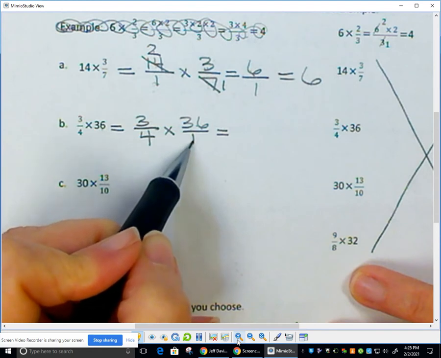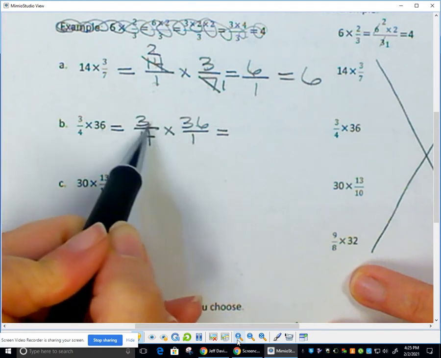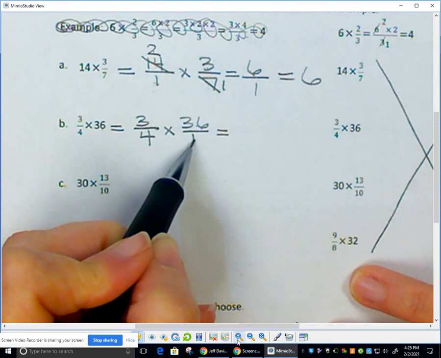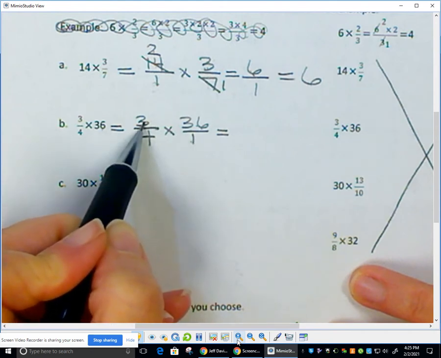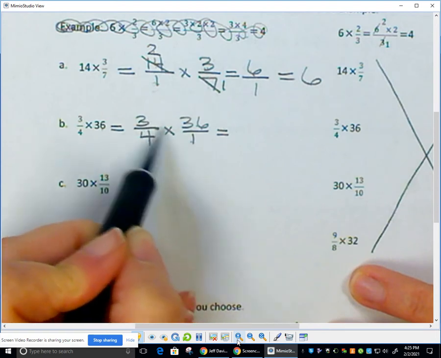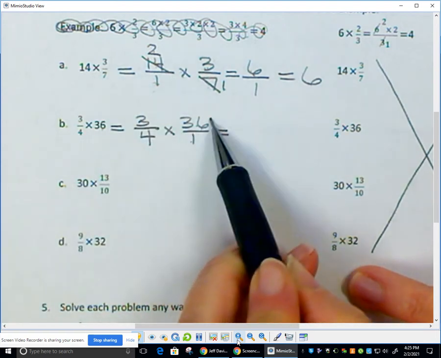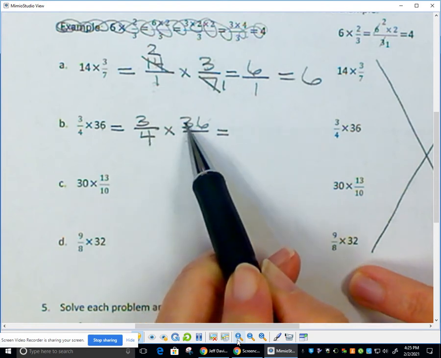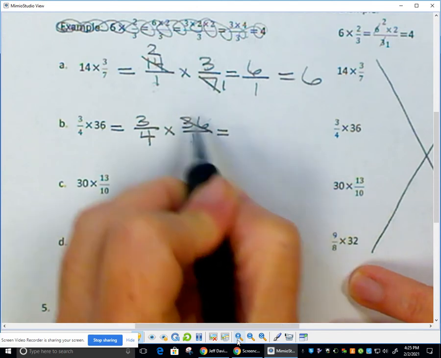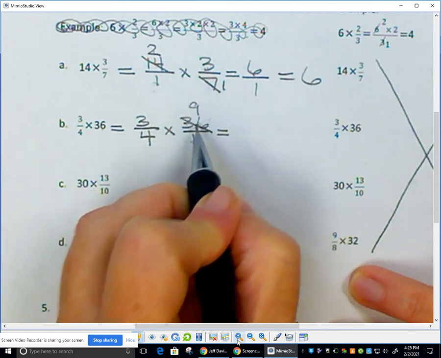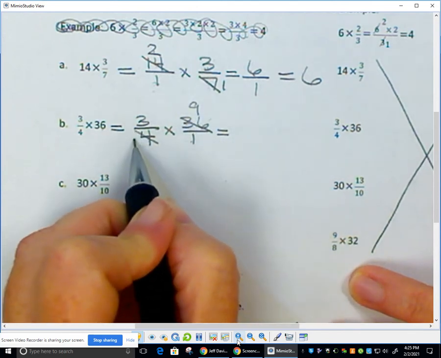Once again, we'll cross-cancel these, but it's 1. That's my lowest number. 1 will go into 1 1 time. 1 will go into 3 3 times. So I don't want to use that. Nothing will change. Let's try the other two. 4, will it go into 36? Yes, it will. 4 will go into 36 9 times, and 4 will go into itself 1 time.